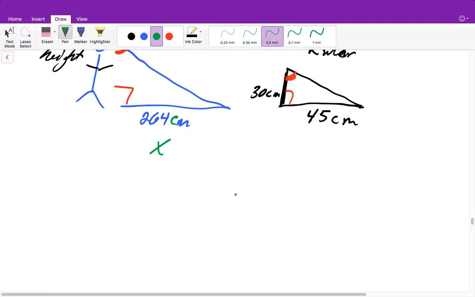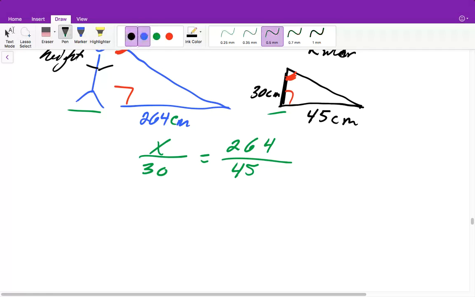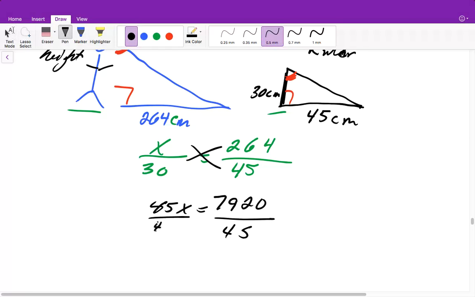So it'll be x over top of 30, because that's the height of Raphael over the height of the ruler, is equal to the shadow of Raphael, 264, over the shadow of the ruler, 45. We will then cross multiply. So this will then give me 45x is equal to 264 times 30. So it's 7,920. Divide each side by 45. And that will give us that x is equal to 176 centimeters.